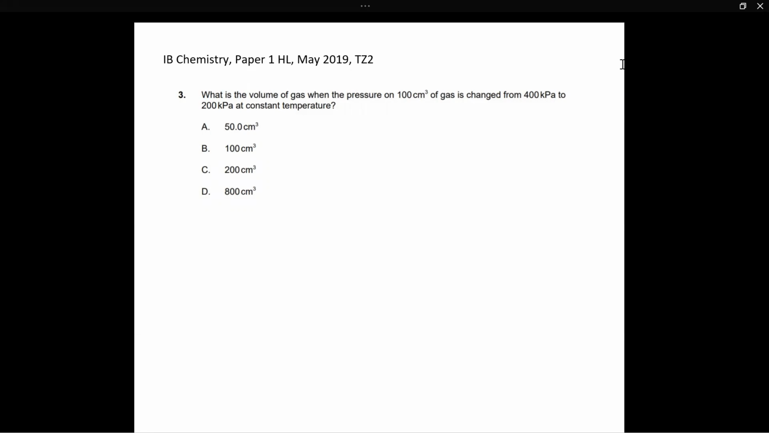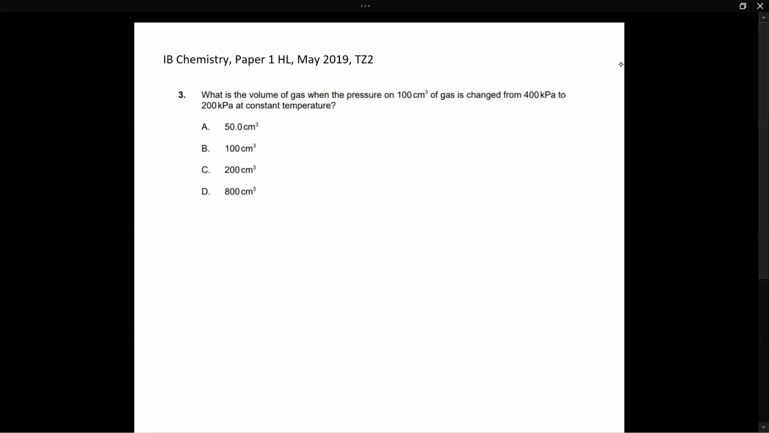Now, for such questions, where they have given you a specific value and then told you that they have changed something, in this case the pressure from 400 to 200 at a constant temperature, and they're asking you to determine what the volume is, you only have to remember one formula if you want to solve this effectively. And it is very simple.